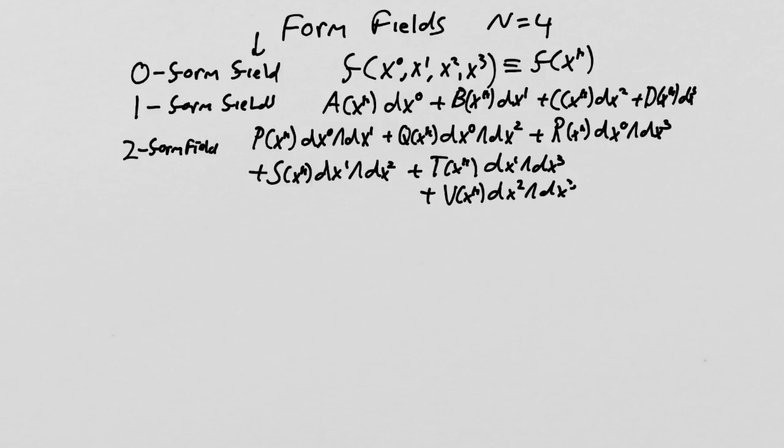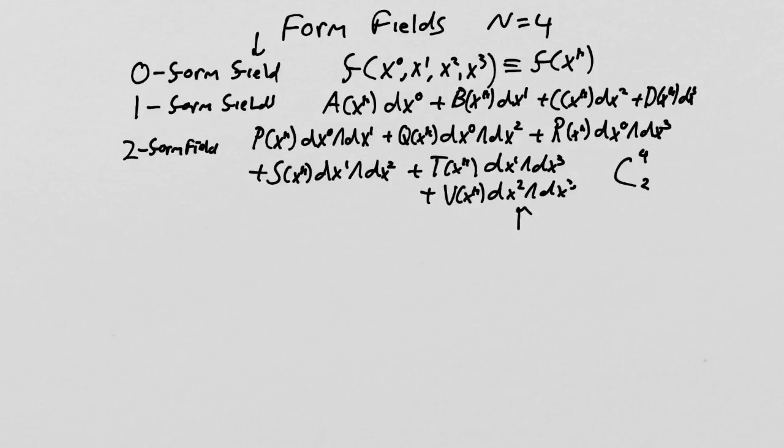How many should I have? Well, I should have 4 choose 2, which is 6. So I should have 6. Let's see, I have 1, 2, 3, 4, 5, 6. So that's all of them. And then you see these are acting as the basis vectors.